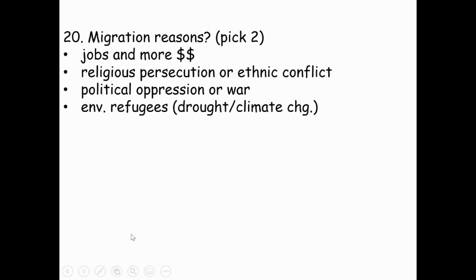Okay, onward. Reasons to migrate. It's jobs and money. Sometimes it's conflict, or it could be different religions. An environmental refugee is one that is migrating due to drought or climate change. And it's not necessarily just drought, it could be severe flooding, flood your crops, can't afford to repair that land.